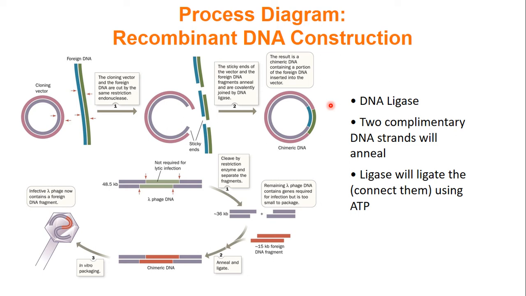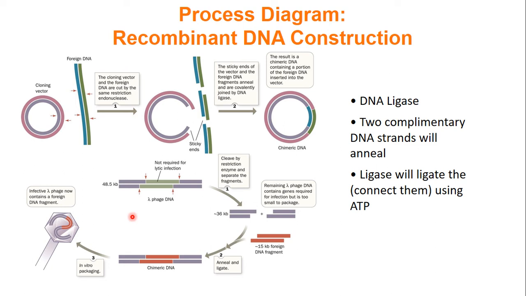So what ligase is, it's an enzyme whose job is to connect DNA strands. That's all it does. And so when we're combining our DNA like this, we're saying we're annealing our DNA. And ligase, for it to work, it uses ATP.